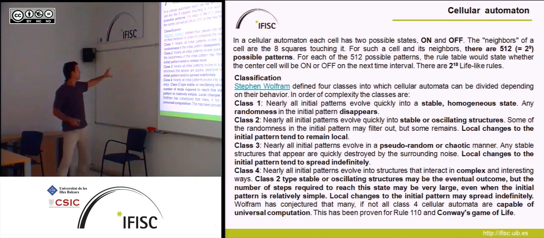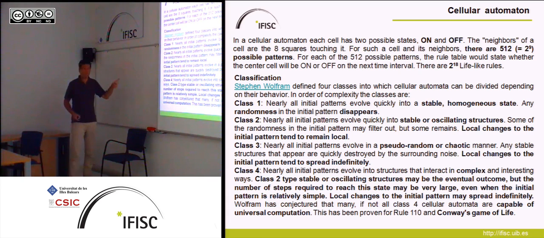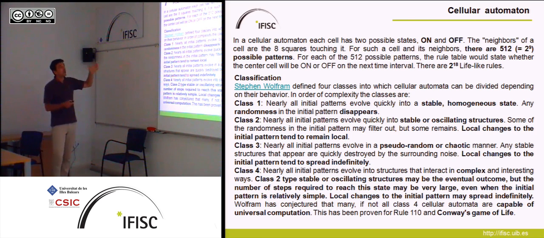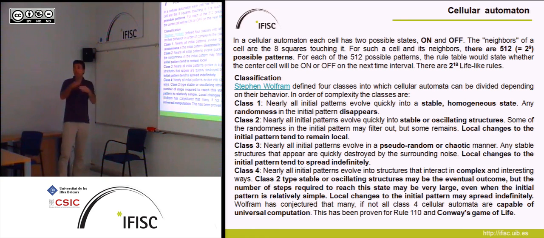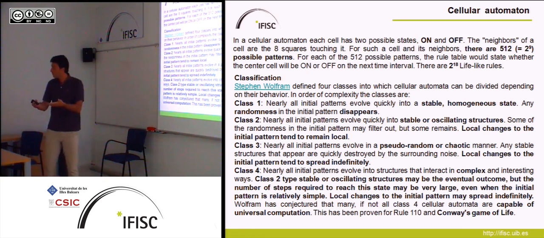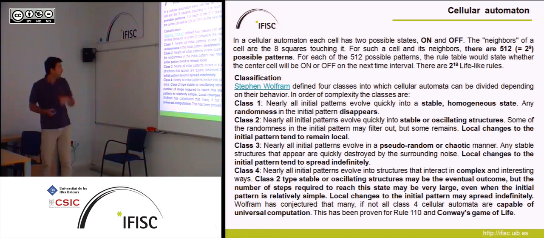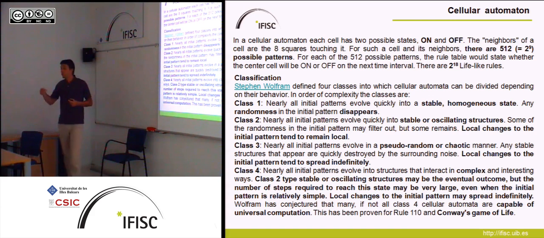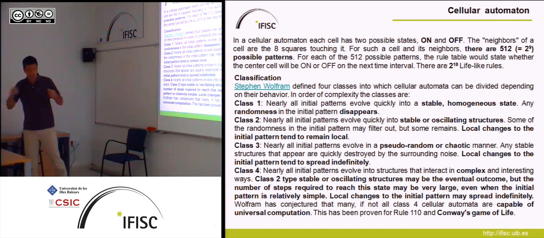Then, depending on the 9 cells, you have 2 to the 9 possible configurations, on and off, on and off, 2 to the power 9. So there are 512 configurations. And then the rule says, out of the 512 possible configurations, whether the next step will be on or off. So essentially, you have 2 to the power of 512 possible cellular automata rules. It's a huge thing.